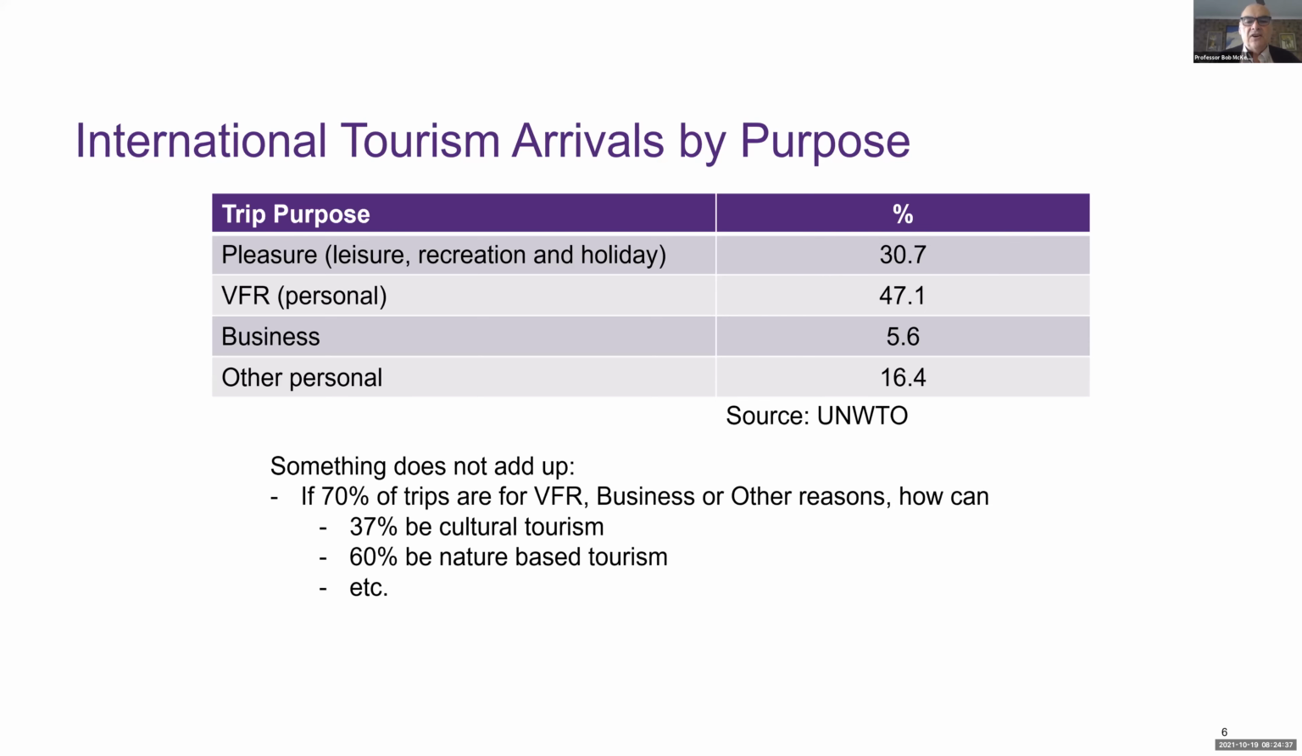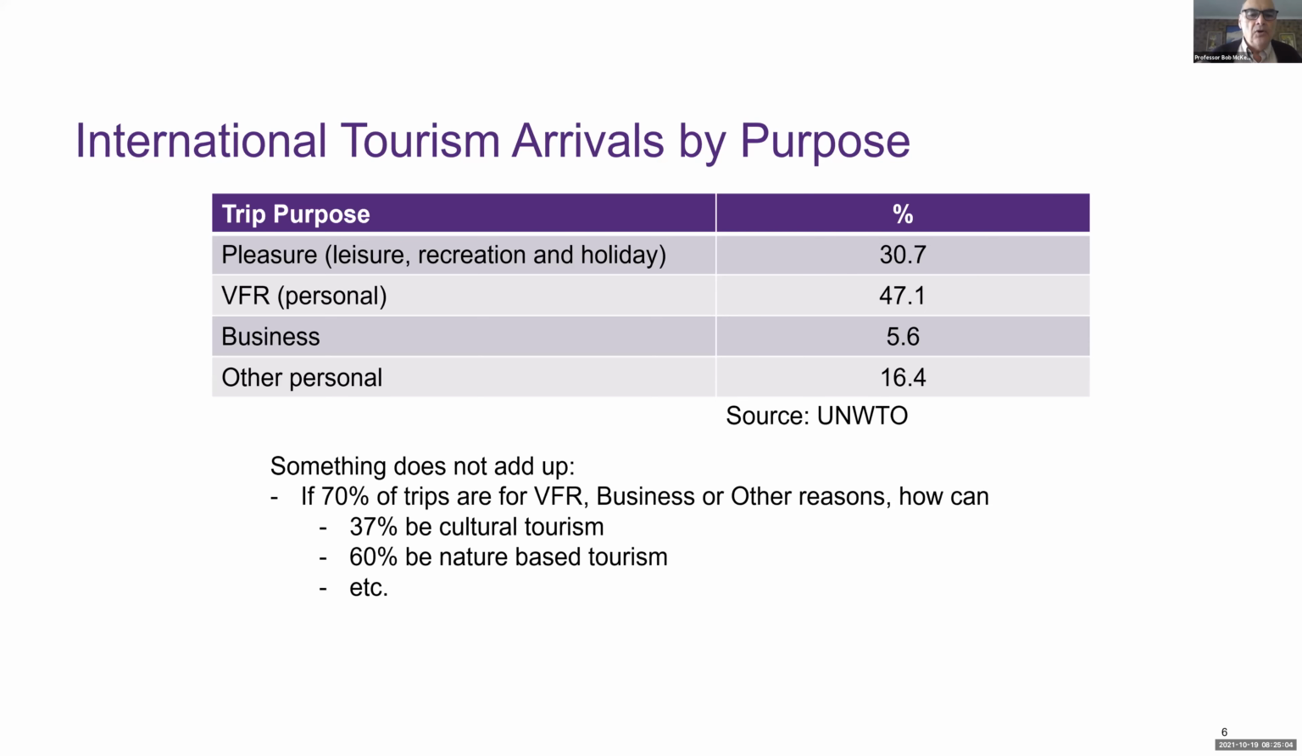If 70% of all trips taken worldwide are for pleasure, or for visiting friends and relatives, business, or for other reasons, then I'm not sure how 37% of all trips can be cultural tourism trips, or how 60% of all trips can be nature-based tourism trips. The numbers just don't make any sense. And so we really have to dig deeply into these numbers.